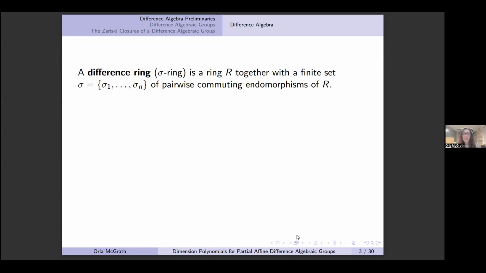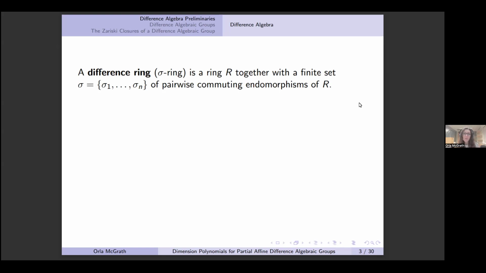ring together with these pairwise commuting endomorphisms. From now on, I'll put sigma in place of difference just for brevity. And n will always be our number of endomorphisms. So when there's one endomorphism, it's the ordinary case, and when there's multiple, it's the partial case. Similarly, you can see it's a discrete analog to differential algebra. And we might call these endomorphisms our basic endomorphisms.